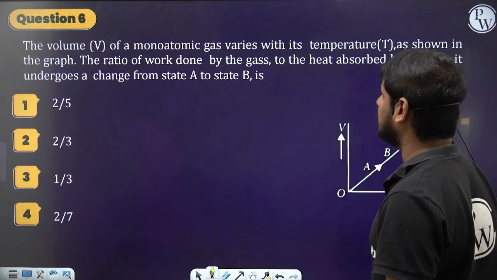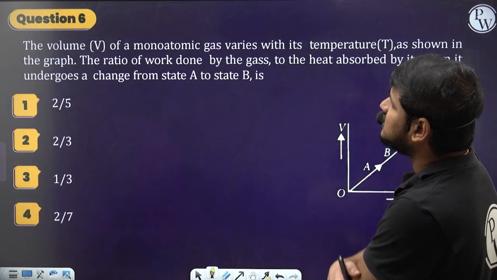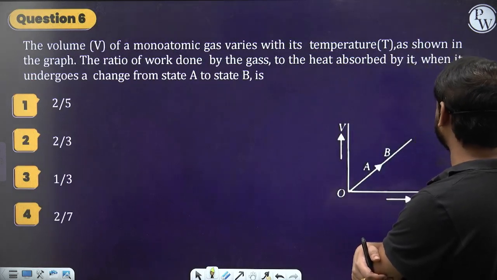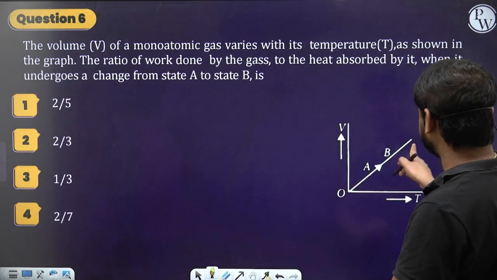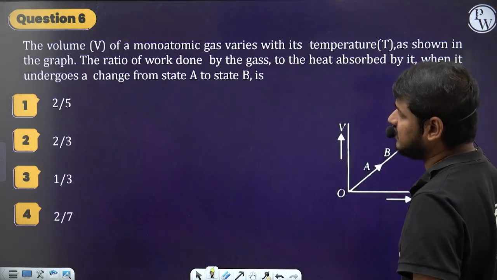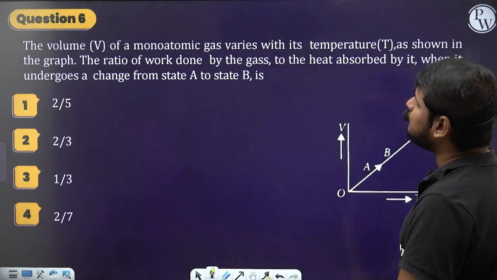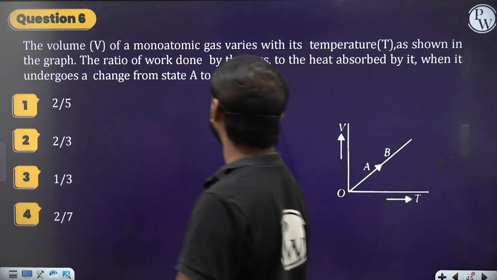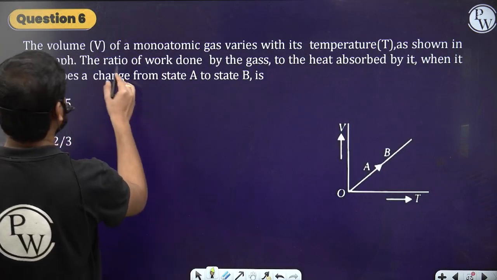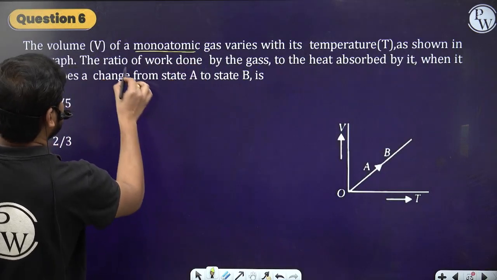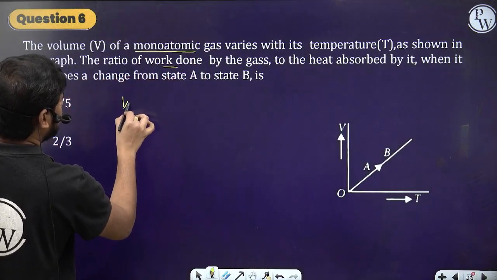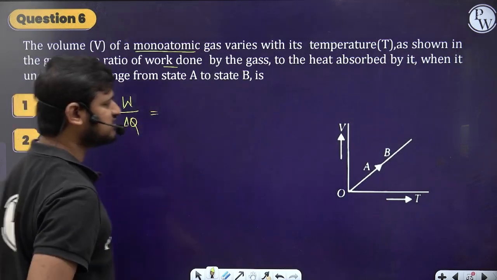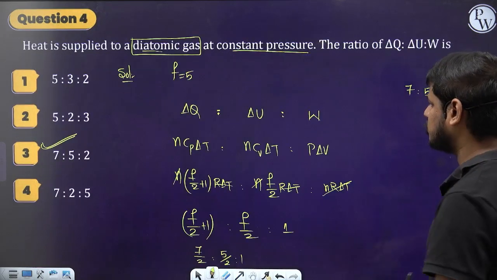Chalo, good. Then we have one more question. The volume of a monoatomic gas varies with temperature. V is directly proportional to T as shown in the figure, so you can see V versus T is a linear graph. The gas undergoes a state change from A to B. What are they asking? It's a monoatomic gas, so they are asking the ratio of work done W by the gas to the heat absorbed ΔQ in terms of degrees of freedom. So W by ΔQ.